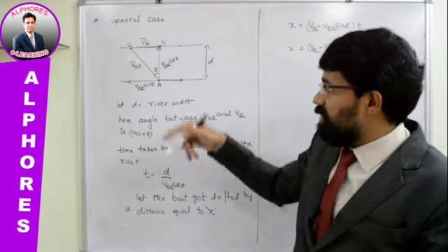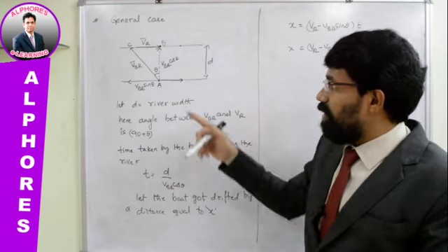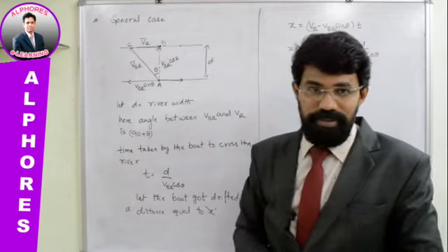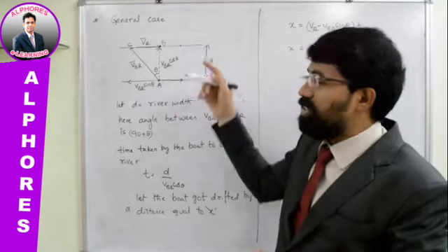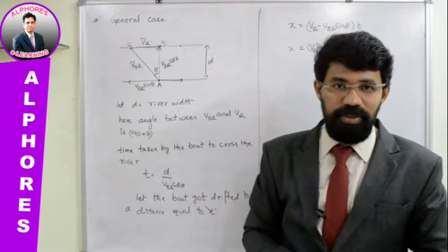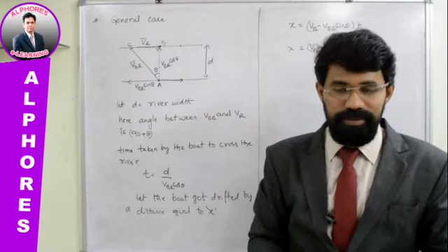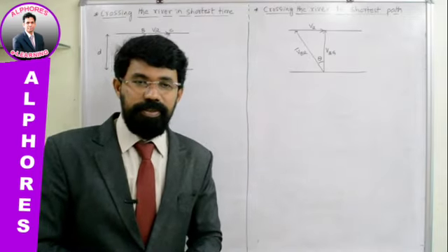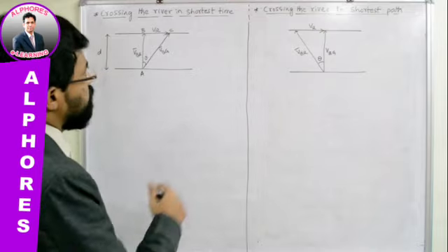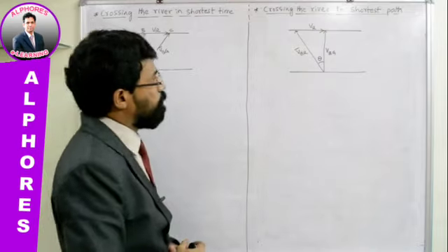In this case, if you wanted to write the velocity of the boat with respect to ground, that can be written, but we don't know in which direction it is going, whether along AB or along this direction. In the rest of the cases, we can write the velocity of the boat with respect to ground also. Let us see those cases. So now let us discuss these two possible cases. One is crossing the river in shortest time. The other one is crossing the river in shortest path.